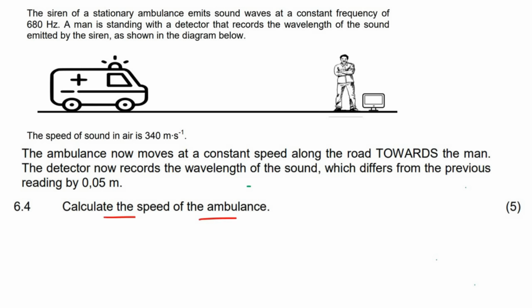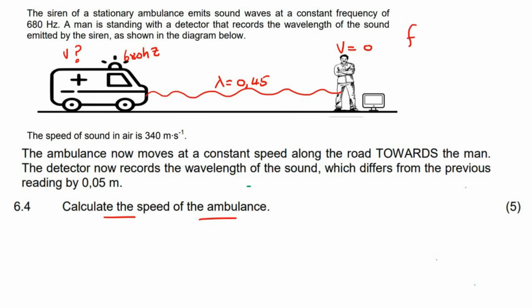Okay, now remember the ambulance is moving. It is moving, so it's not standing still anymore. So we must remember that the frequency given off by this part here is 680, and the wavelength we now have is 0.45. That's the sound, and that's the only information we have. We do know that this person is not moving, and we don't know what the velocity of this ambulance is.